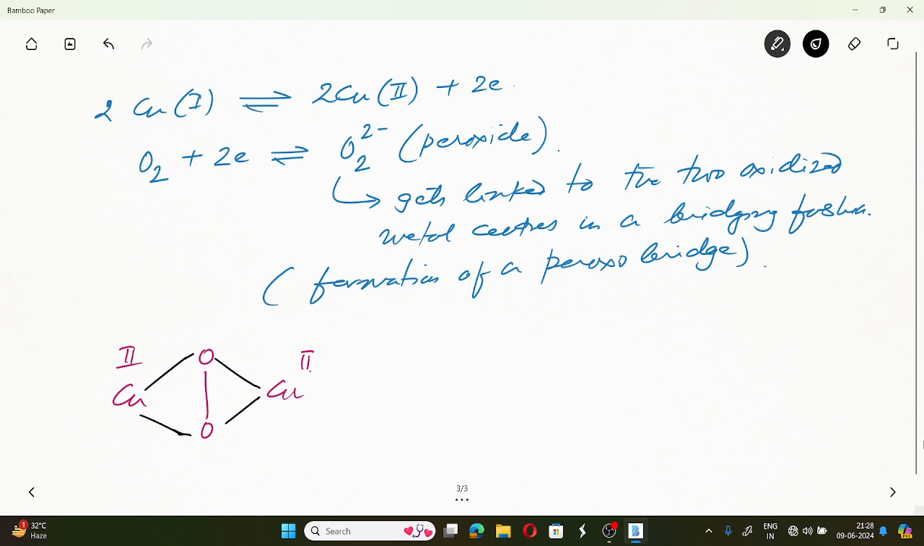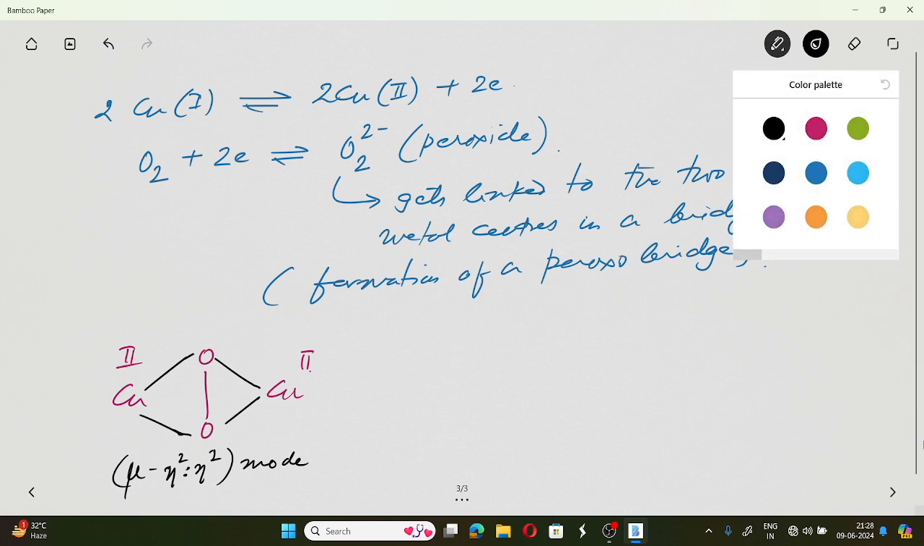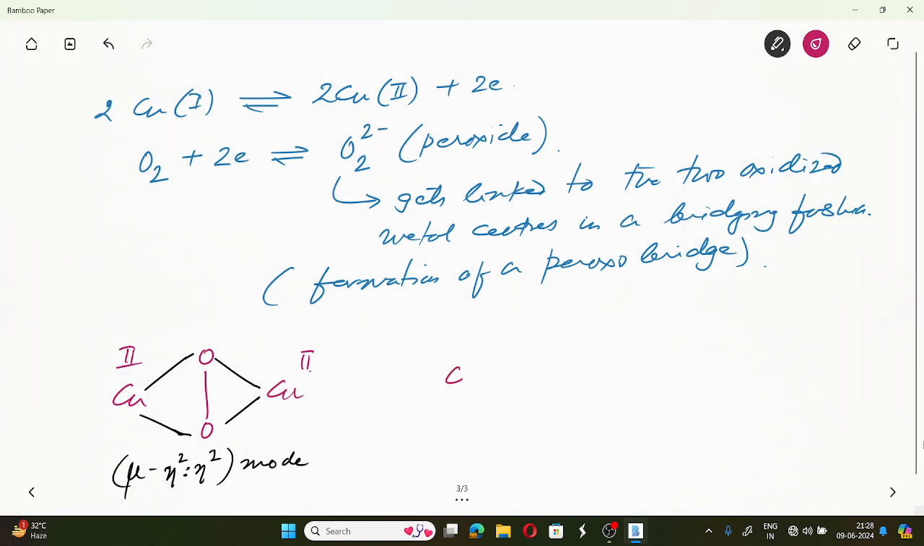So this is what we say, mu eta 2, eta 2 mode of binding. Now both the oxygens are binding simultaneously to two copper centers. That's why eta 2. So this is one mode of binding, and there is another mode of binding. Both these modes have been established.